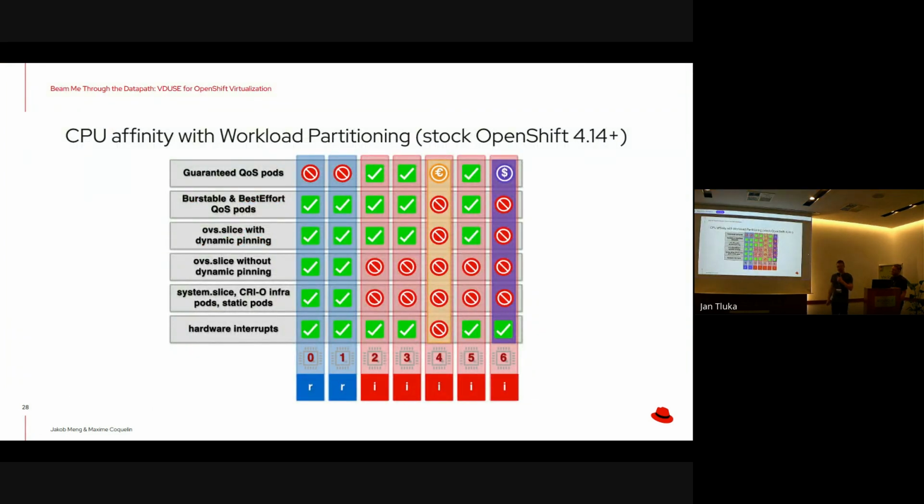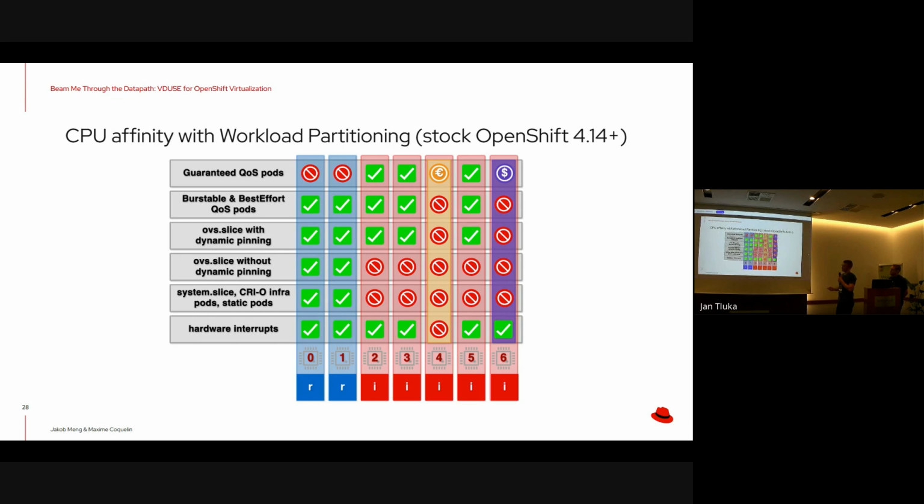By default, if you enable workload partitioning in OpenShift, you get two separate sets, a set of isolated cores and a set of reserved cores. And workloads, for example, if you have guaranteed QoS pods, are only allowed to be scheduled on isolated cores.